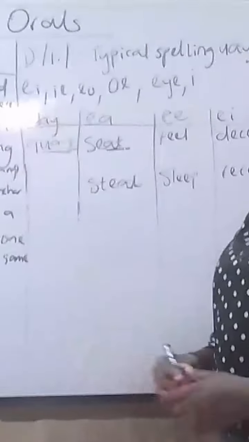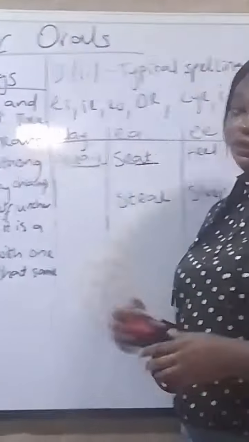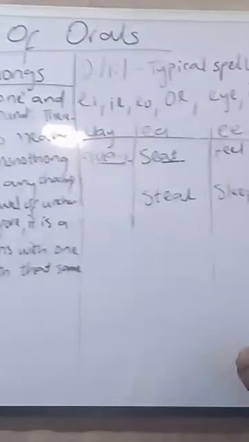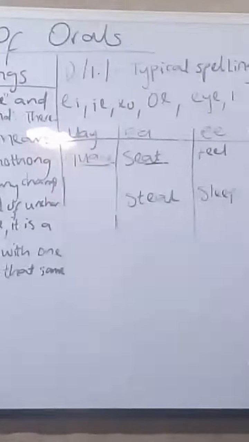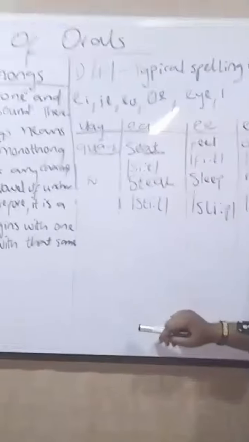Now, hello everyone. Today we are going to be transcribing the E sound. In the previous class we talked about the E sound and we said it's a vowel sound. It's a long vowel sound because it has two dots up and down. These are the typical spellings.